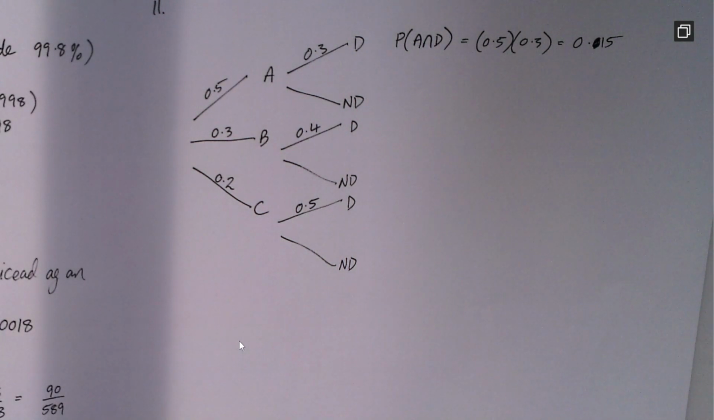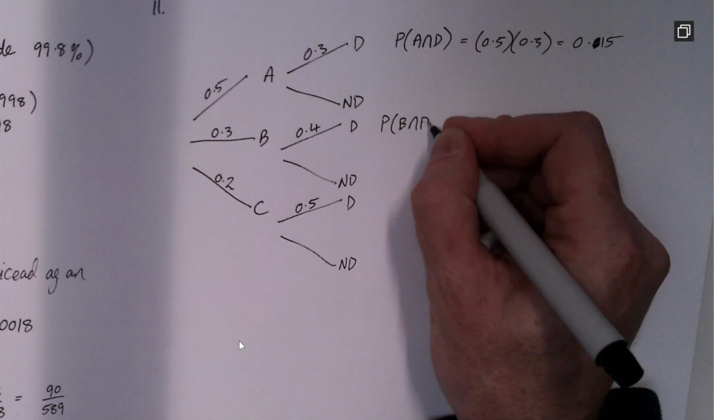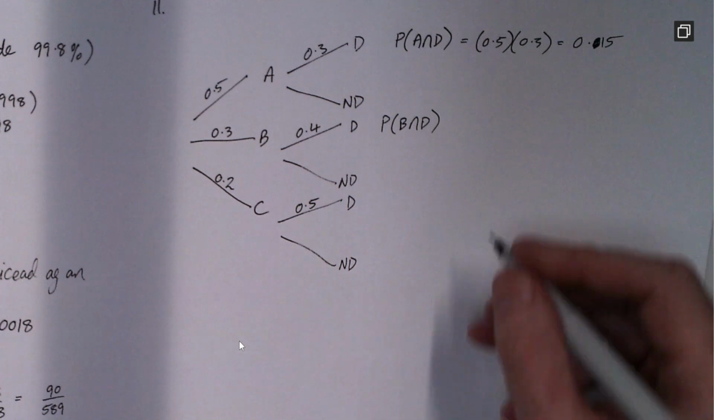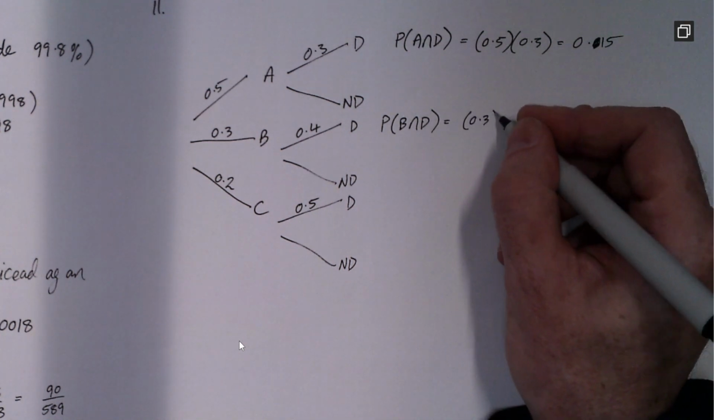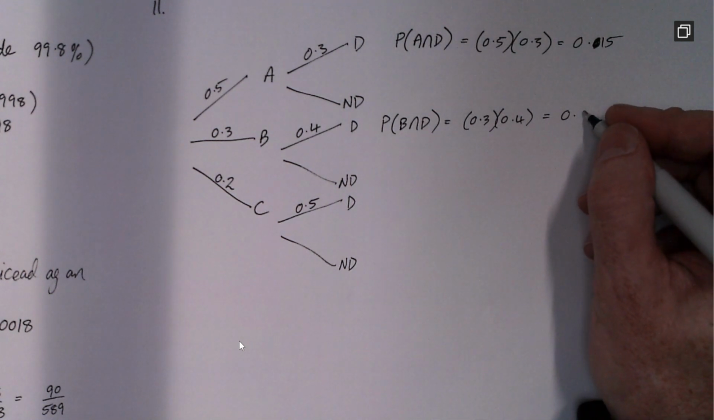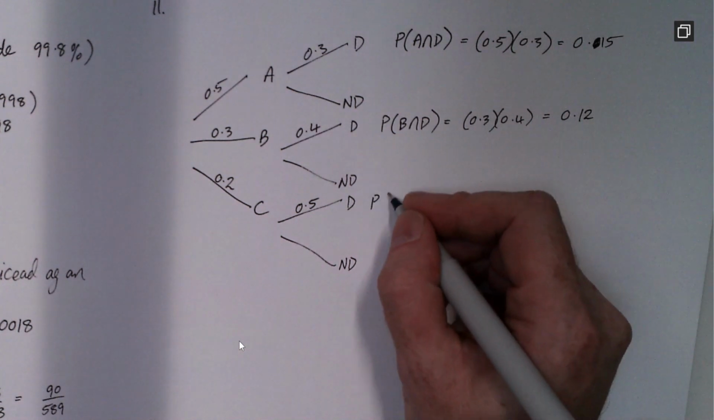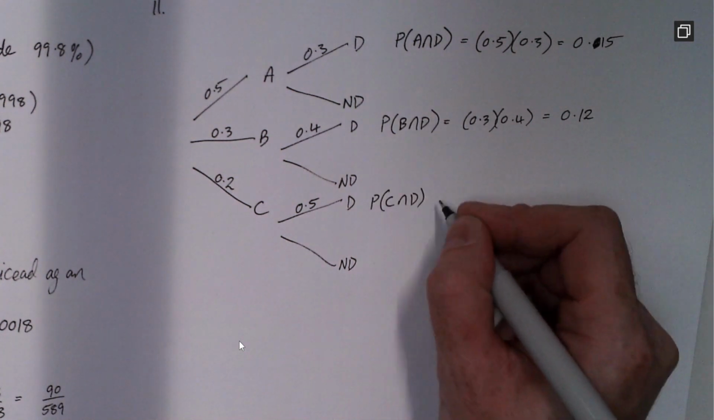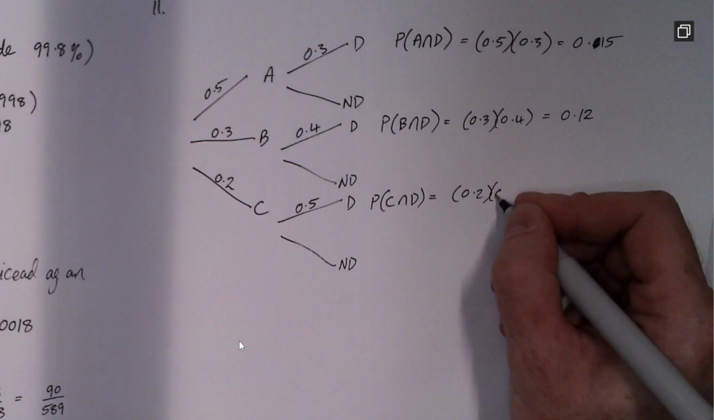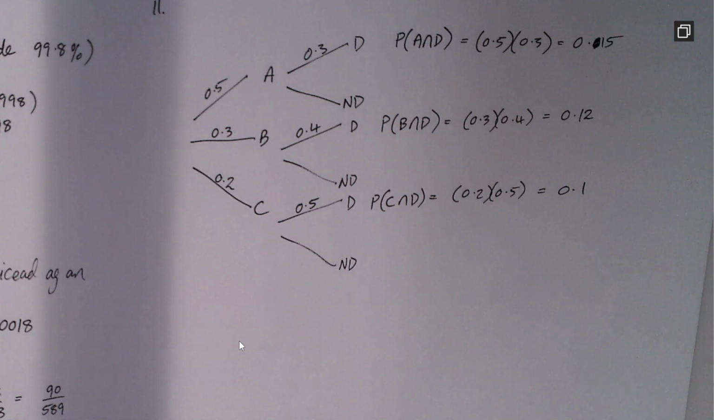Okay. Different branch. So this is the probability of B intersection D. So given that you select B and it's defective, it is 0.3 times 0.4. So the fraction is 0.12. As you can see, the probability of C given that D is defective is 0.2 times 0.5, the same quadrant, 0.1.